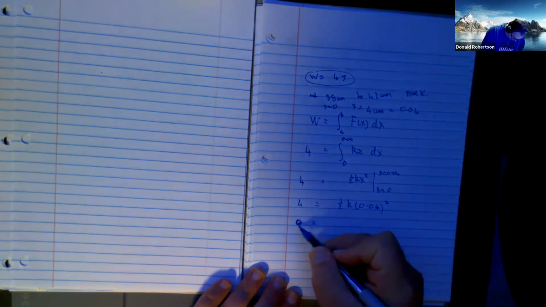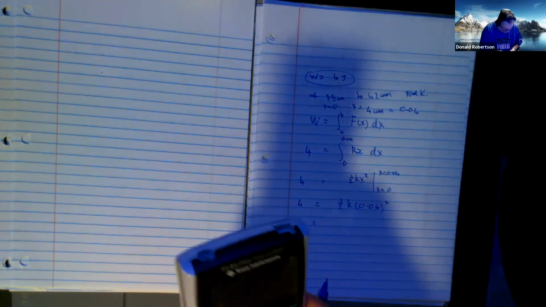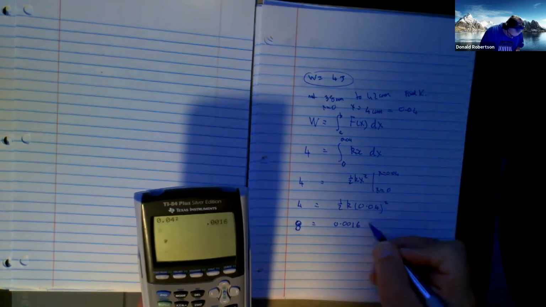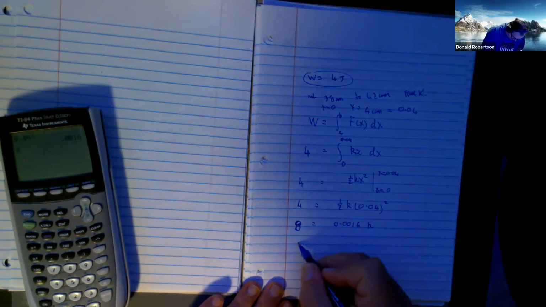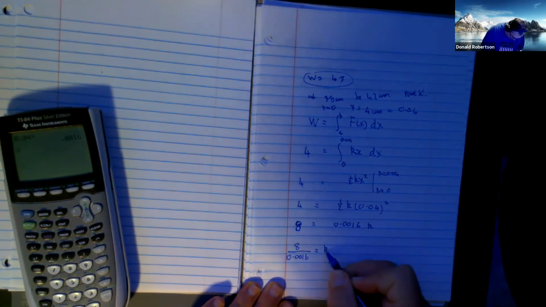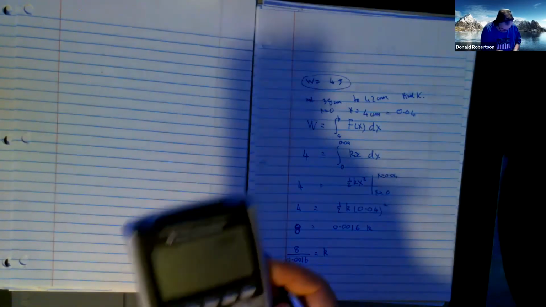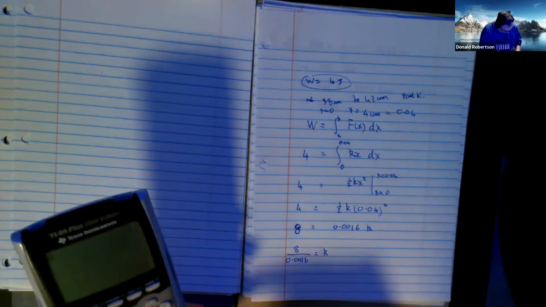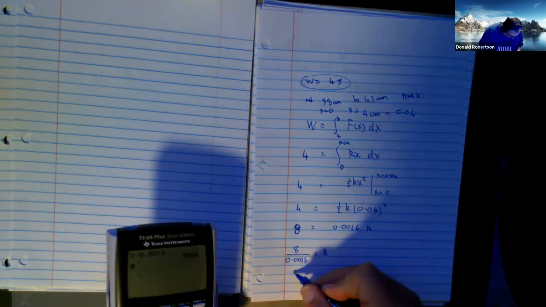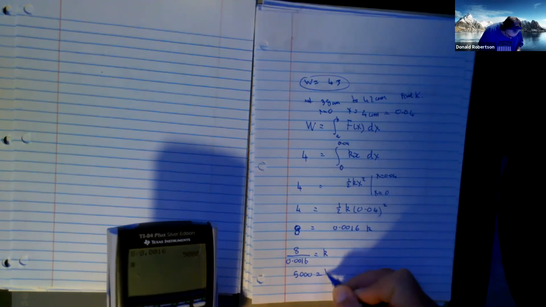Let's double both sides. That way I get rid of the half. And if you multiply 0.04 and you square it, you get 0.0016k. And so it's now going to be 8 over 0.0016 equals k. And I'm going to do that, and it's going to be 8 divided by 0.0016. And I get a nice round number that doesn't have any problems. So what did I do wrong?